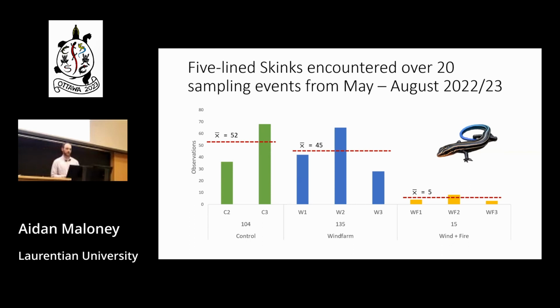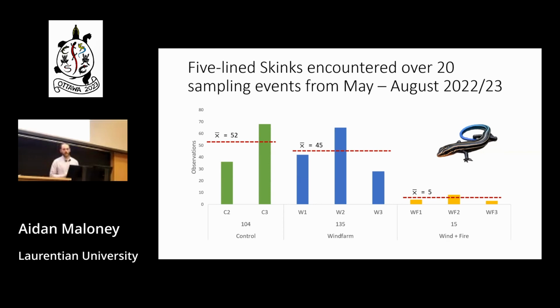And we think this is actually due to what we think is a range constraint, but we're getting some historical observations to confirm this. However, even without these sites included, we can still see a pattern. So first and foremost, we can see that the wind farm and control means are similar, suggesting that skinks can still survive on the wind farm.